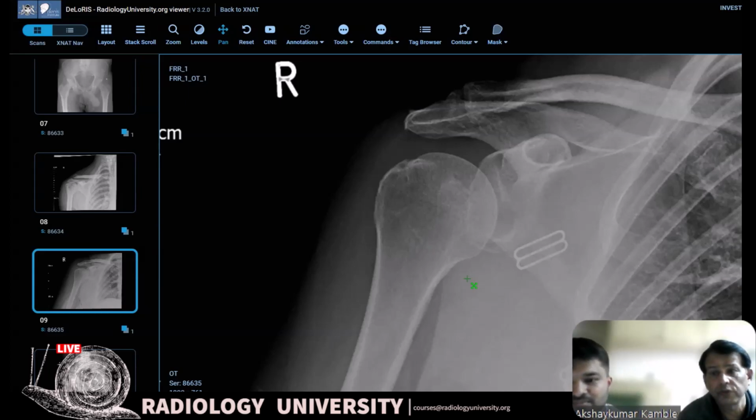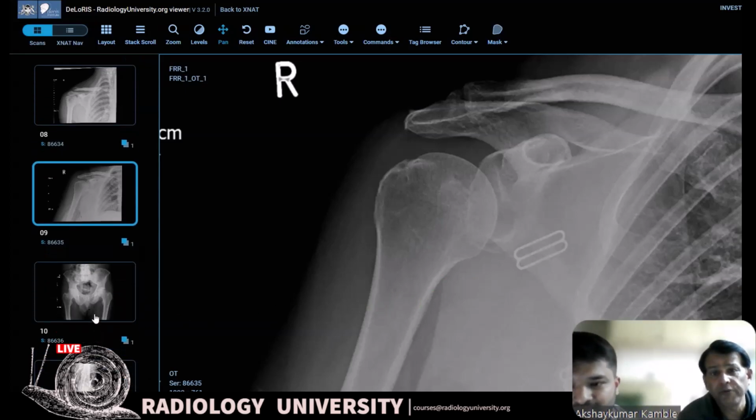Good, that's good. This is an abnormal film, bony Bankart lesion. If you write down inferior rim of glenoid fracture or bony Bankart on the right side, you'll get full marks. Okay, so we'll go on to number 10 then.